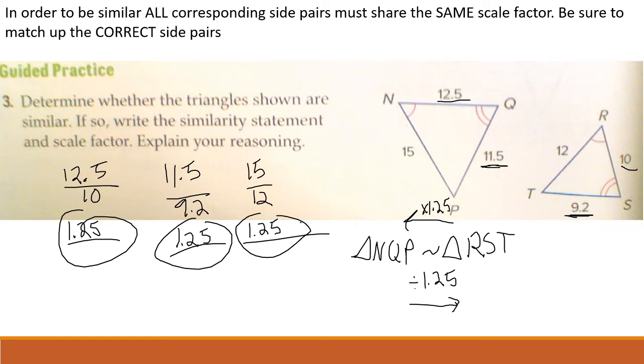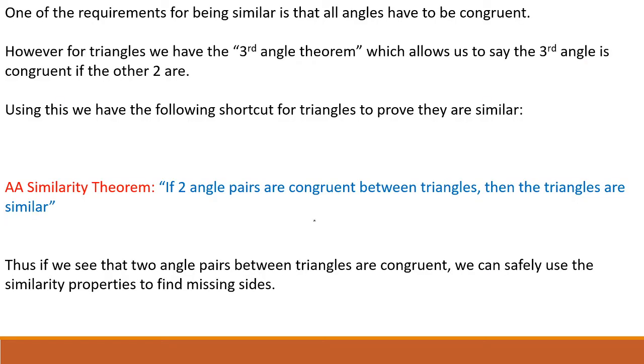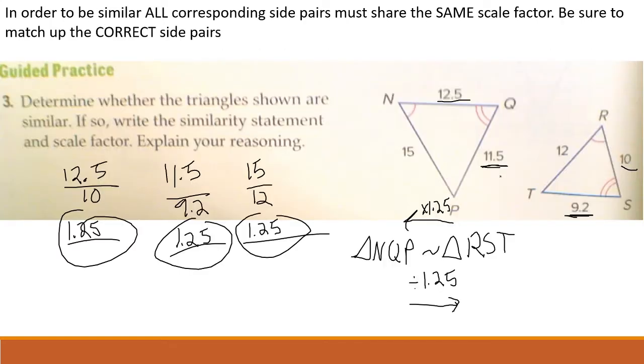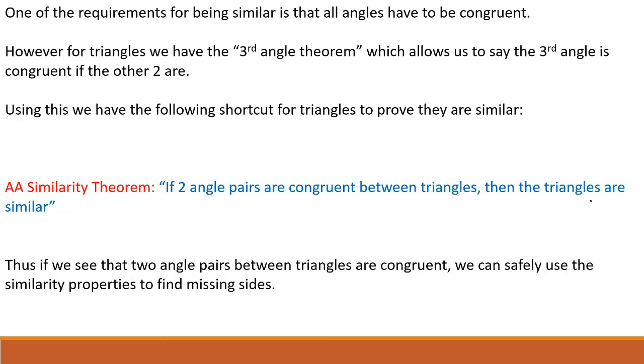Then I know that they're similar. Well, another way that might be slightly easier is something called the AA theorem, which basically says that if you know that two angles between the triangles are congruent, then the triangles are similar. So that's all you need. If they mark two angles congruent like they did here, I could instantly tell that these are similar because they have two matching angle pairs. That's kind of a shortcut to knowing that they're similar.